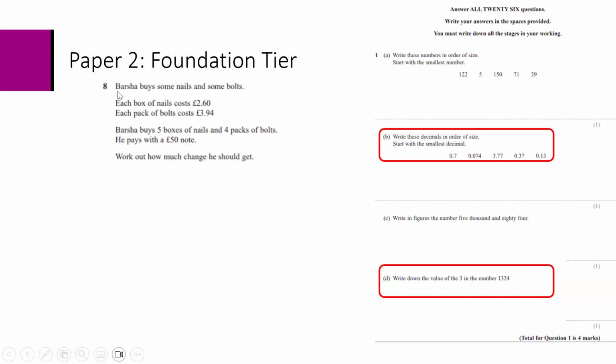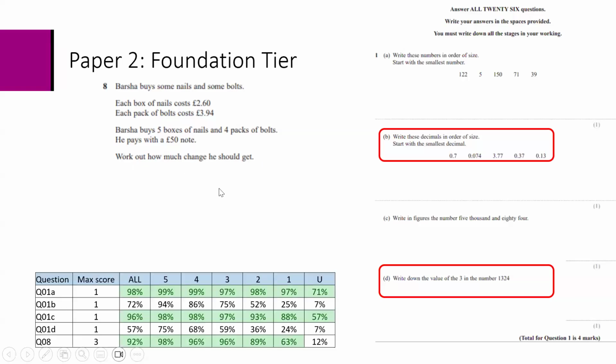So here is an alternative question. Barsha buys some nails and some bolts. Each box of nails costs this, bolts cost this. Barsha buys 5 boxes of nails, 4 packs of bolts, and pays with a £50 note. He should work out how much change he should get. Here are the exam statistics. So here is that question 8, where I think we should be really proud that students on average scored 92% on this question.